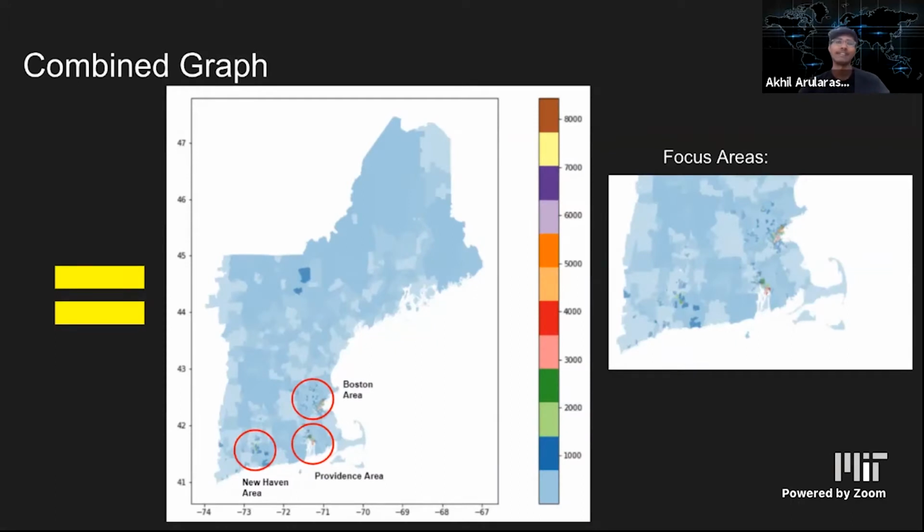So we get this graph. It's a combined graph of population density and social vulnerability index. In order to produce this graph, I used a spatial join. And as you can see, there are specific pockets with the most vulnerability as well as population density. So what we circled here is the Boston area, the Providence area, and the New Haven area, which are all target regions or focus areas. So here, there's the most population density as well as social vulnerability index.